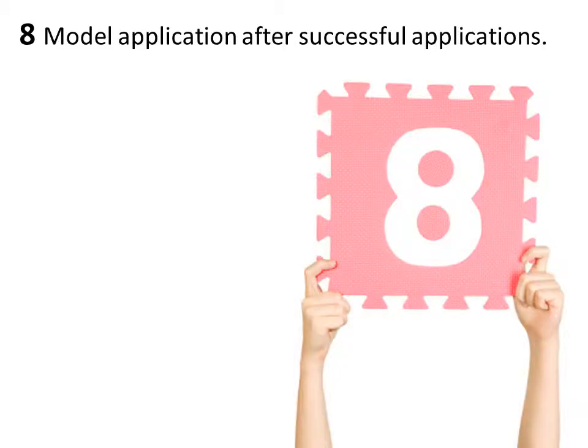Tip number 8. Model your application after previously successful applications, if possible. Model your grant application after previously successful applications to the same agency, if possible. Contact your local grants facilitator for examples of successful applications or the names of other individuals in your organization who might be able to provide you with some suggestions or advice.